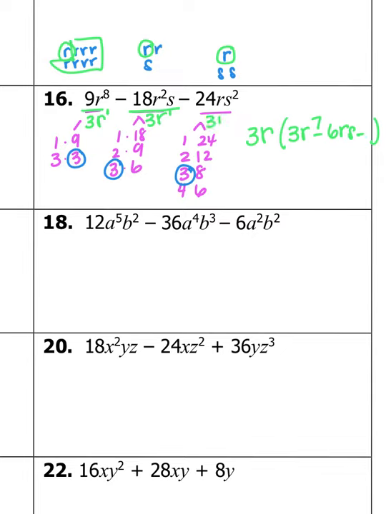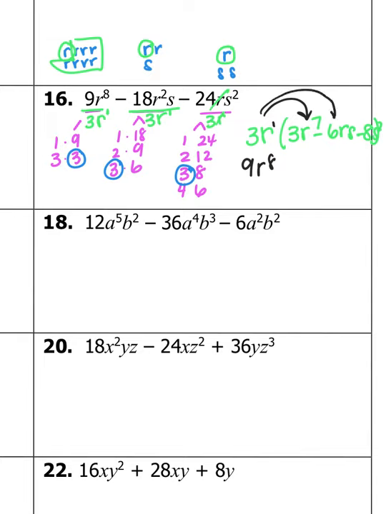Then 24RS squared divided by 3R. 24 divided by 3 is 8. R divided by R cancels, so I'd have 8S squared as my answer. Then again, we can always check by distributing to make sure we did this correctly. So 3R to the 1st times 3R to the 7th would make 9R to the 8th, because we add exponents when we multiply them together.